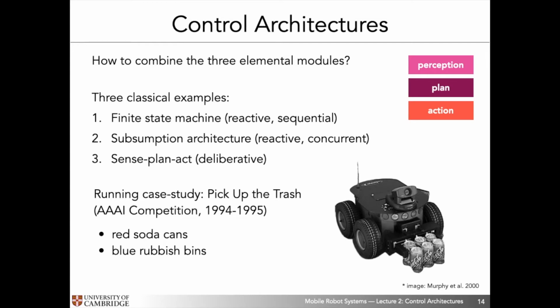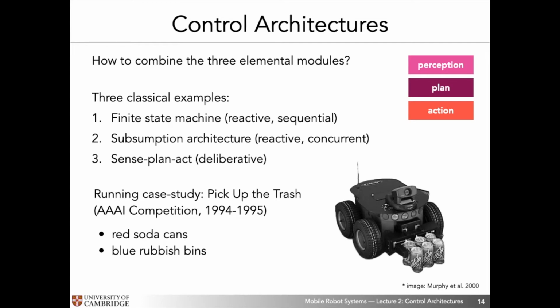So what we're going to do is look at 3 classical examples of control architectures that allow us to do this. We're going to look at a finite state machine. We're going to look at an architecture that was coined as the Subsumption Architecture. And we're going to look at sense, plan, act as well. We're going to look at these 3 architectures on the basis of one running case study, which is called Pick Up the Trash, which was an AAAI competition that was run over 2 years in the 90s.